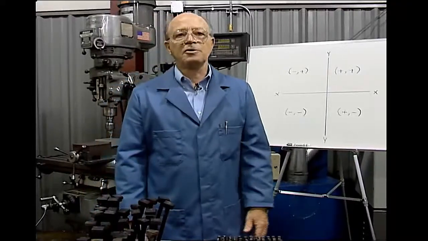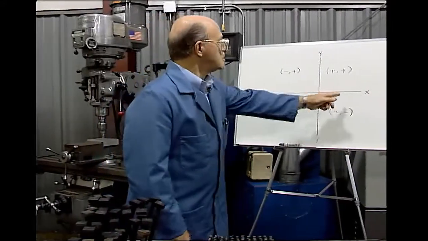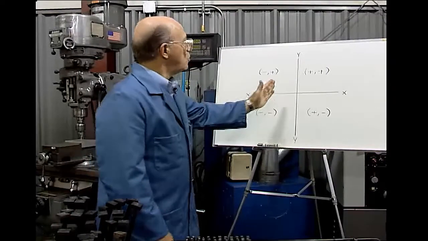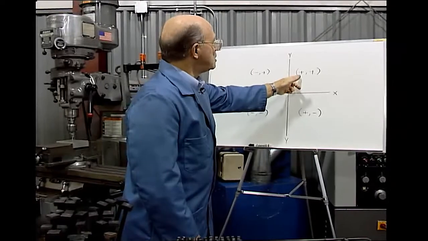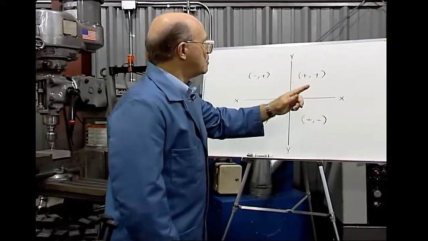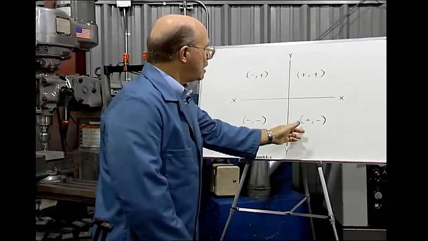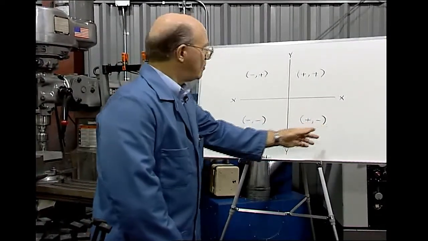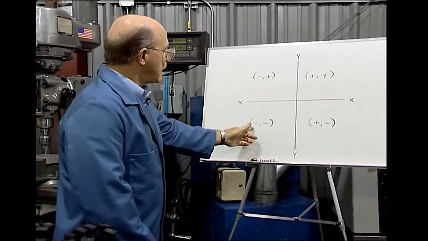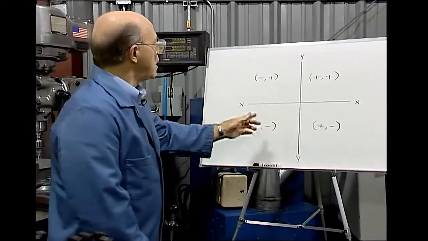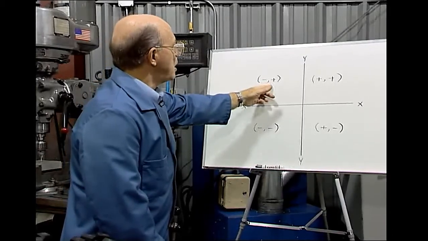I'd like to demonstrate plotting points with coordinates on a graph. We have the x-axis and the y-axis. When you move in this quadrant, the upper right-hand quadrant, it's plus x plus y. When you get down to the lower right-hand quadrant, it's plus x minus y. When you get to the lower left quadrant, it's negative x, negative y. And when you go to the upper left quadrant, it's negative x plus y.